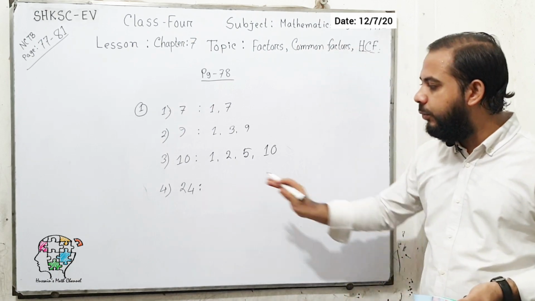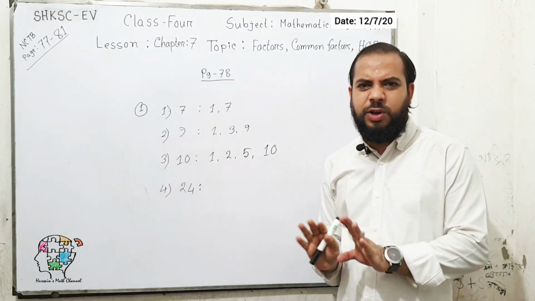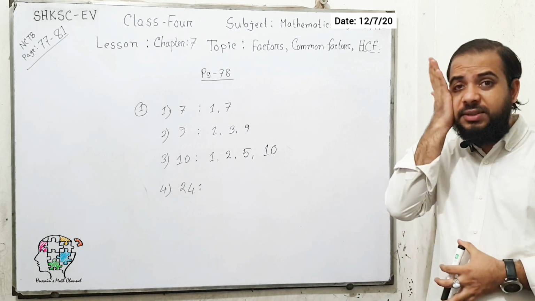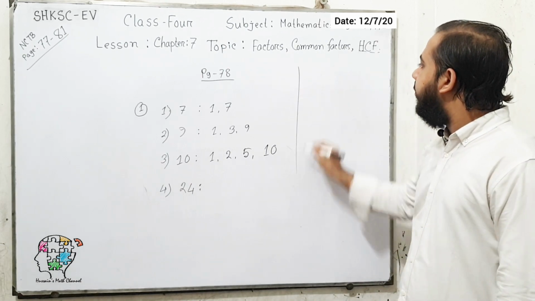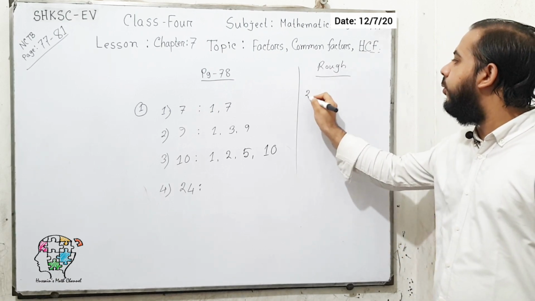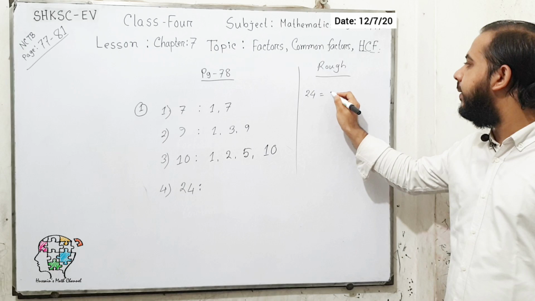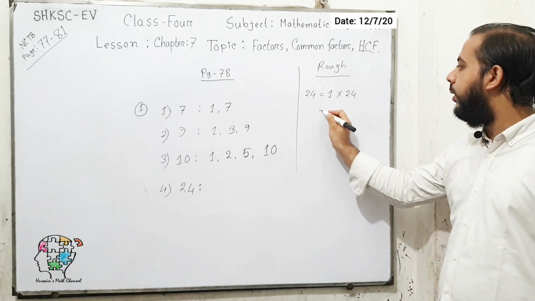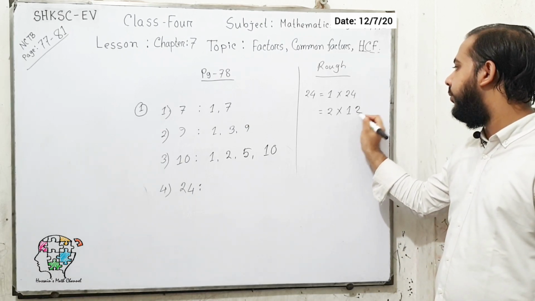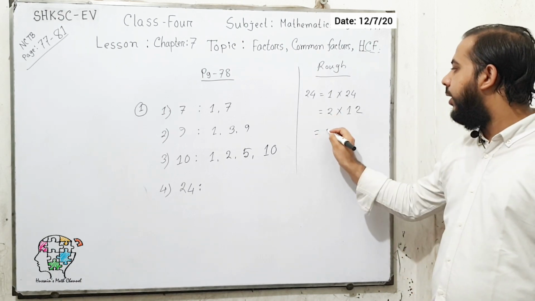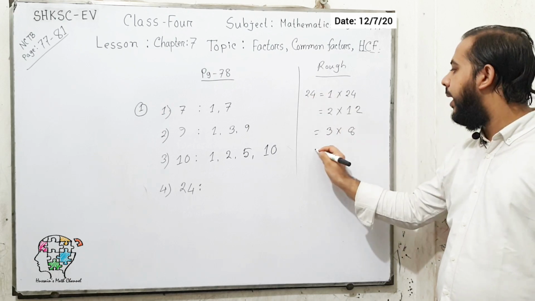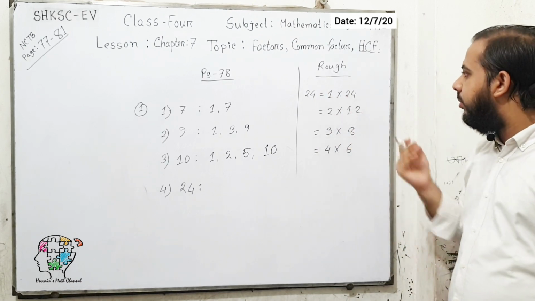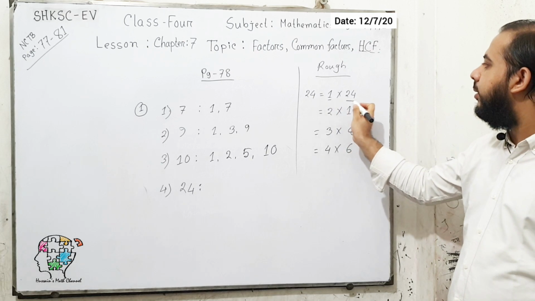And factors of 24. If the numbers are very small, you can find them very quickly. But if the numbers are very large, then how can you calculate quickly? There is a technique. If you do rough work, 24 can be written as 1 times 24, which is 24. Then you can also write 2 times 12, 2 times 12 is also 24. You can write 3 times 8, because 3 times 8 is also 24. Again you can write 4 times 6, 4 times 6 is also 24. And no other number.